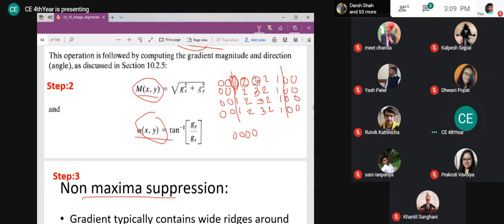Then I will go here, and I will check left and right. So what I obtain is that it is a maximum one, and hence my result will not be changed. Do not suppress if it is a maximum. Suppress if it is not a maximum. What will be the result for this? What will be the result for this?